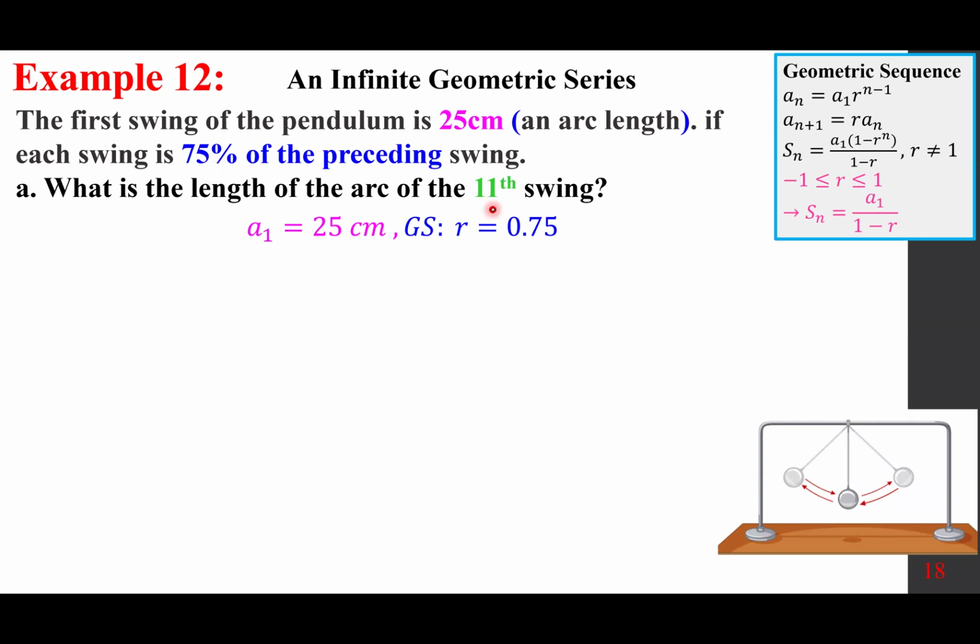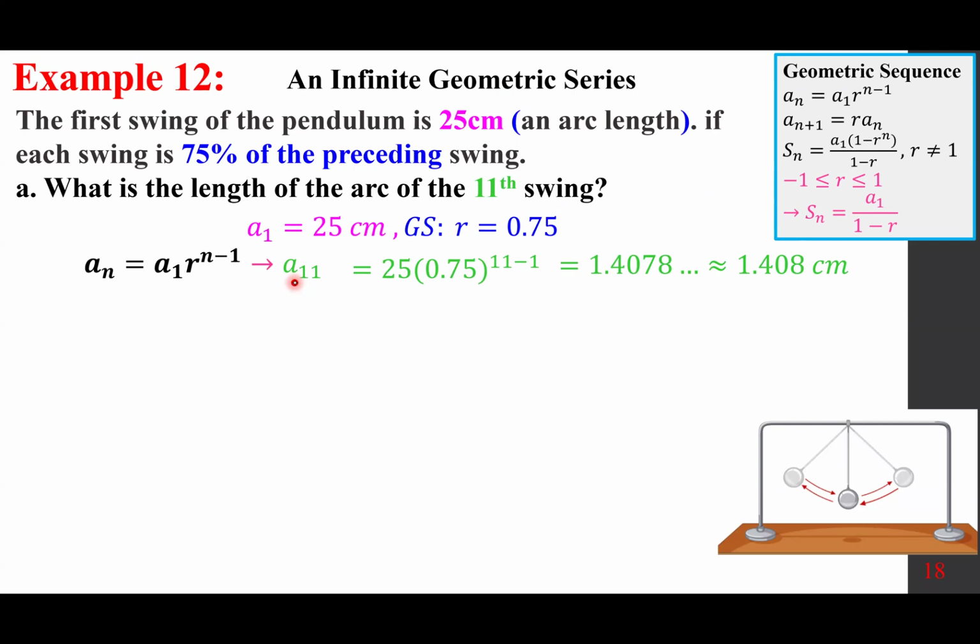So what is the length of the 11th swing? We use a sub n equals a sub 1 r to the power of n minus 1, and we want a sub 11. Just plug in 25 times 0.75 to the power of 11 minus 1. You put it into a calculator, it gives you 1.078.